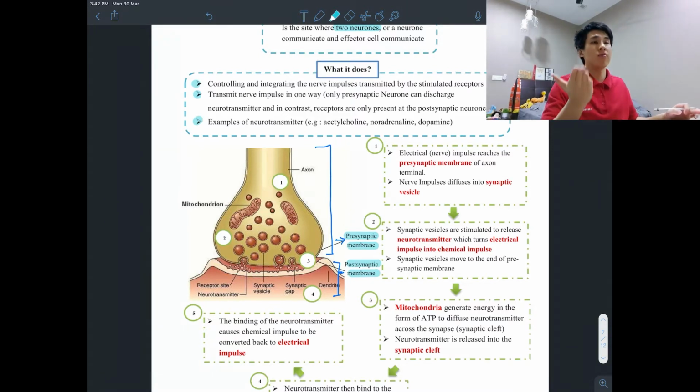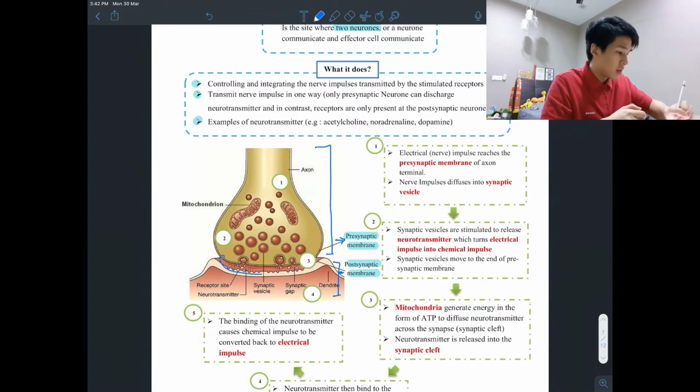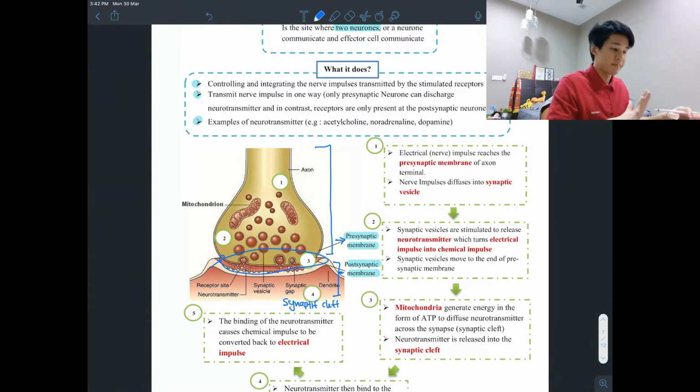Presynaptic is before, which is the axon. Post is after, which is the dendrite. In between them, you have a gap, which we call the synaptic gap. Actually, there's a few names. You can call it synaptic gap, or you also can call it the synaptic cleft. Same thing. So that's the gap. Before is pre, after is post. Okay, now we can look at the process.